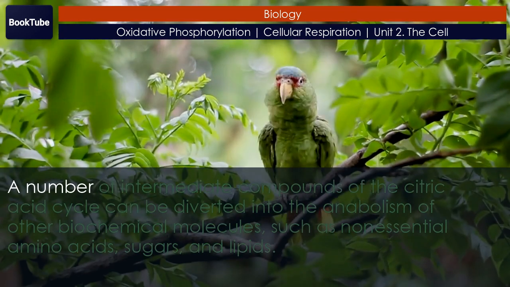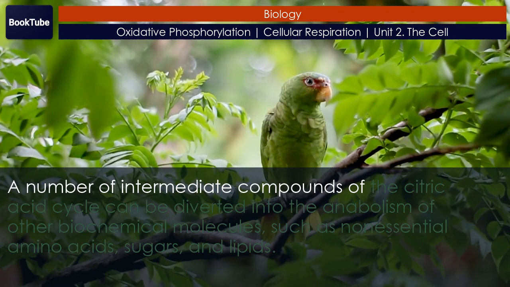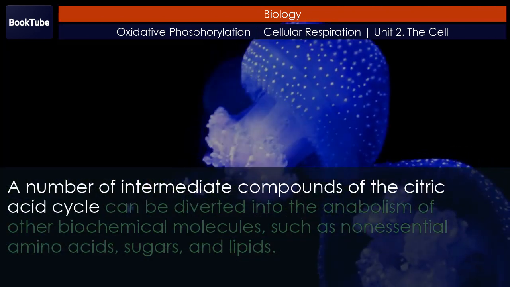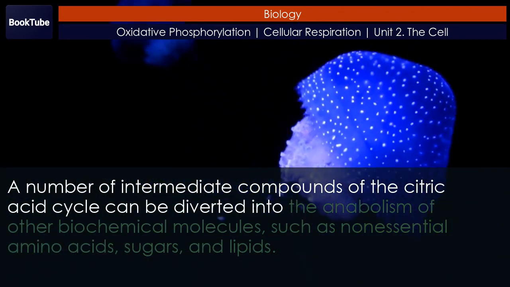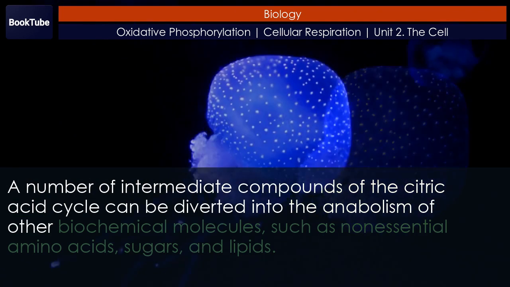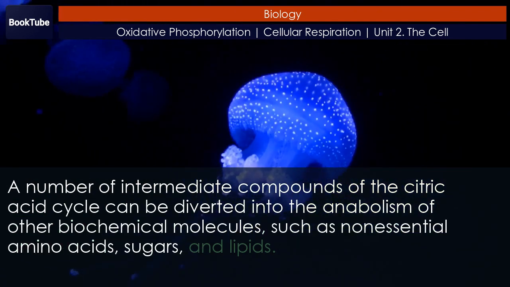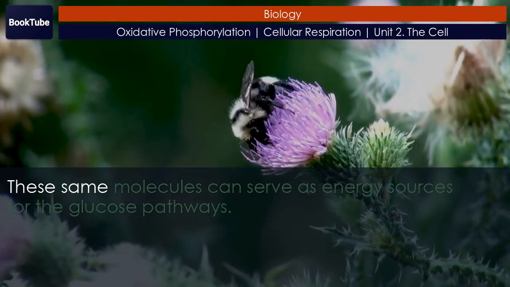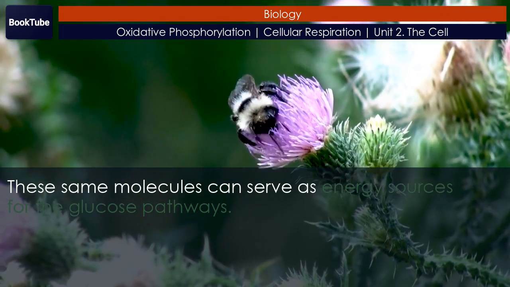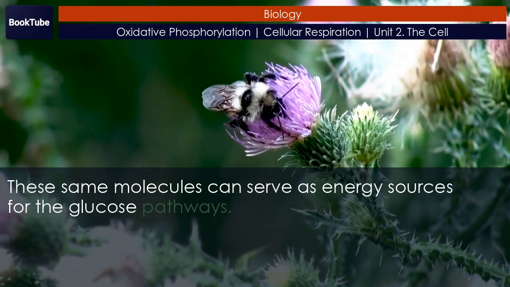A number of intermediate compounds of the citric acid cycle can be diverted into the anabolism of other biochemical molecules, such as non-essential amino acids, sugars, and lipids. These same molecules can serve as energy sources for the glucose pathways.